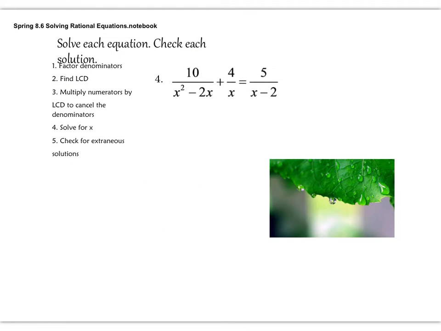All right, so number 4. So step 1, factor denominators. So this one I can factor out an x. I get x minus 2. All right, so let's see, that was step 1, nothing else factors. My LCD is going to be an x and an x minus 2, right? I need x minus 2, I need an x minus 2. So those are the pieces I need.